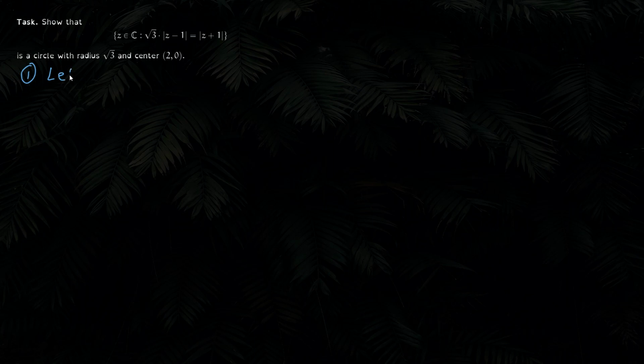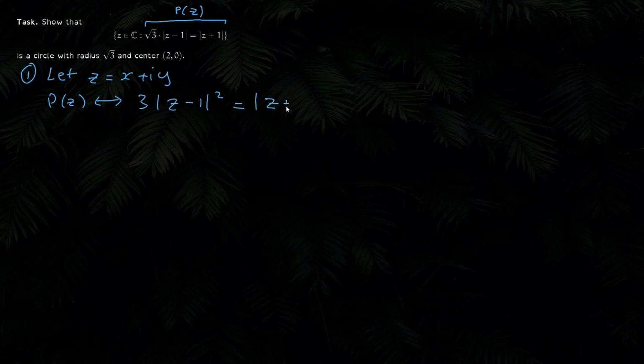And this just involves letting z equal x plus iy and doing a lot of algebra. So let's start with that. Let's call this constraint something. We might as well call it p of z. And so the problem we're trying to solve is p of z is equivalent to, and I'll just write this out, and I'm also going to square both sides because the formula for the modulus squared of a complex number is just a little bit simpler than the formula for the modulus. So p of z is equivalent to this formula here.